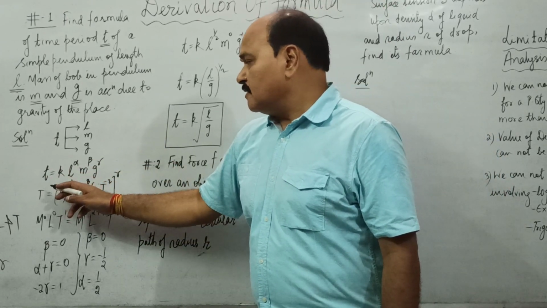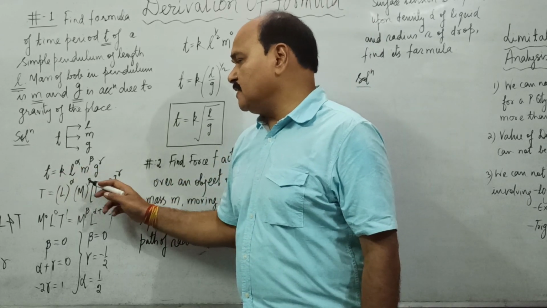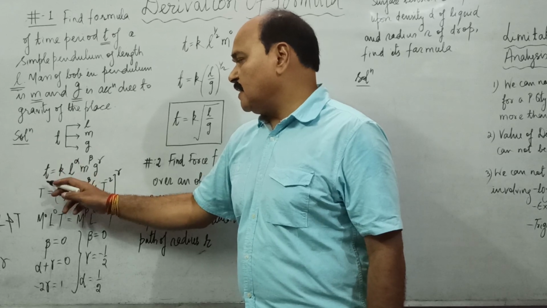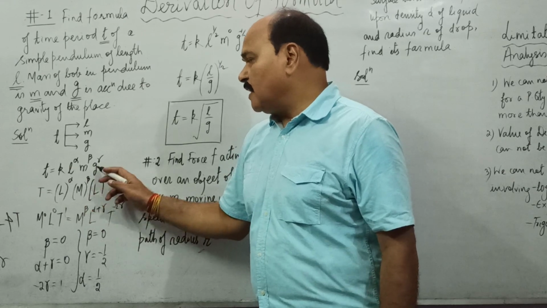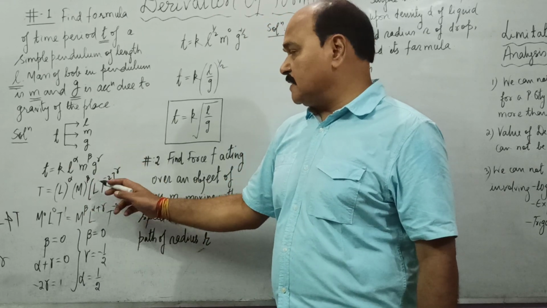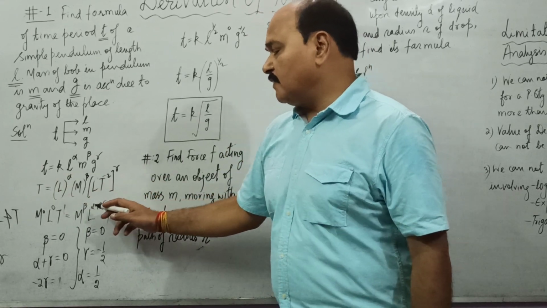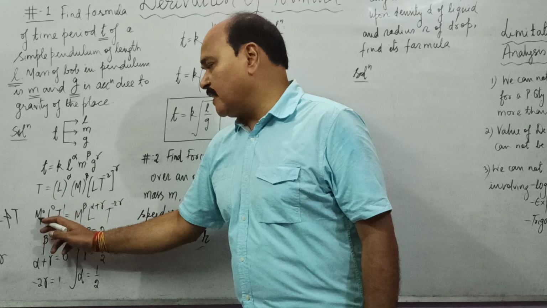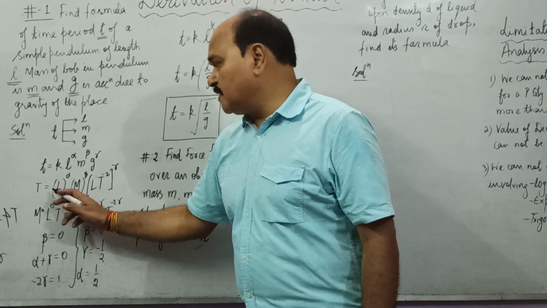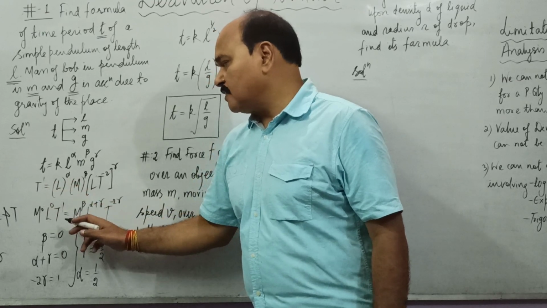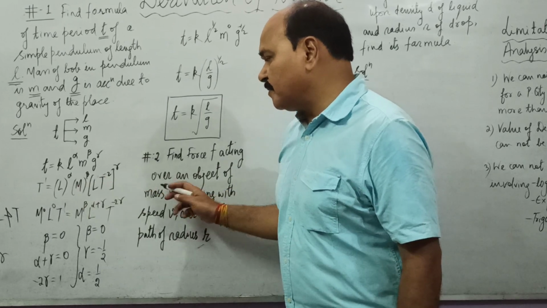Now let us substitute the dimensions of all the four quantities T, L, m, g. The time period T has dimensional formula T, length L, mass M, and acceleration due to gravity has dimensional formula LT^-2, the power is gamma. Let us solve it. On the left hand side we don't have M, so we can write M to the power 0. We don't have L, we can write L to the power 0, and T of course is there with power 1. And on the right hand side, bases are same, powers are added up. Let us open up the brackets.